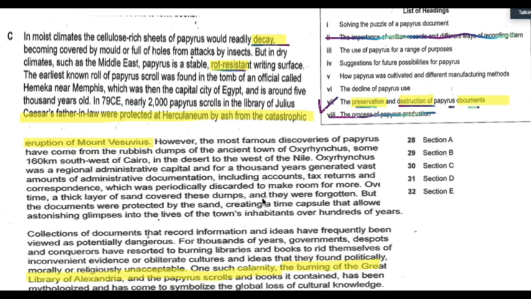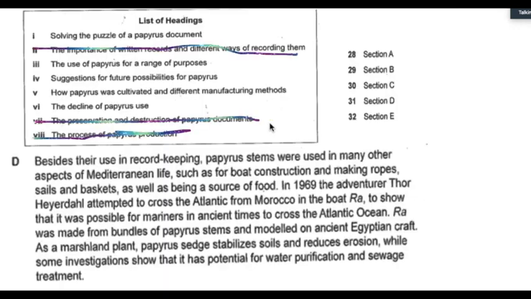Then here, if you see this, a thick layer of sand covered these. They were forgotten. Documents were protected, time capsule, potentially dangerous, and then finally they were prone to some catastrophes, such as calamity, burning of the great library of Alexandria, papyrus scrolls and books it contained. So it is nothing but talking about preservation and destruction of papyrus documents. So now we have moved with A, B, and C. We are left with 2 passages and we have completed 3 answers. Let's move further. So I have eliminated 2nd, 7th, and 8th.